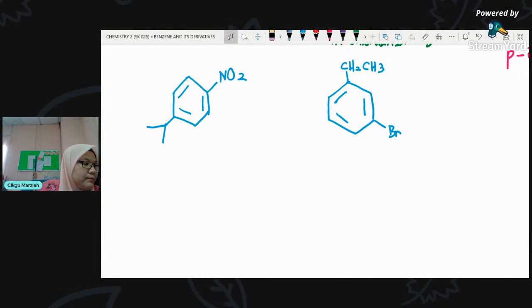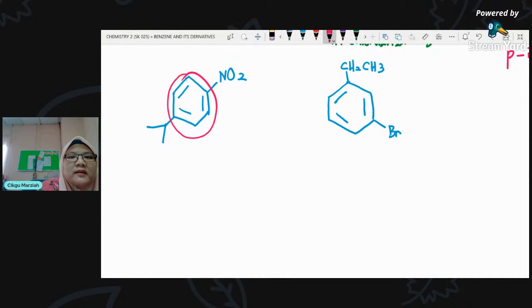This one. Okay, let's look at this example. Ada tak dalam senarai itu? This case tak ada kan? Dia ada 2 substituent dan tak ada dalam senarai 6 parent tu. So this is the parent.